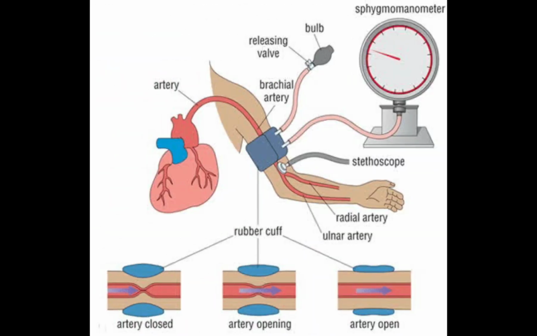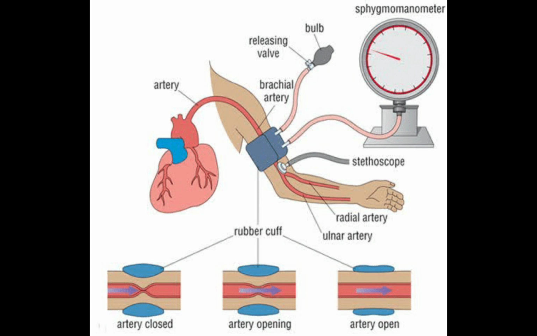This diagram demonstrates very clearly how blood pressure is measured. You can see the sphygmomanometer, the heart, and the patient's arm. When the heart pumps blood throughout the body, it is distributed via various pathways called blood vessels. Mainly blood vessels are of two types, arteries and veins. Arteries are the blood vessels which carry blood away from the heart, and veins are the blood vessels which carry blood towards the heart.